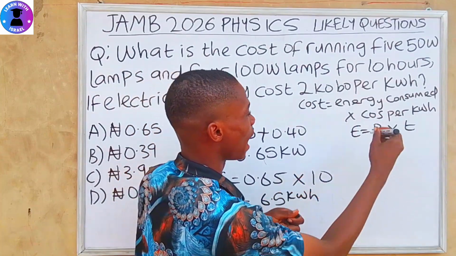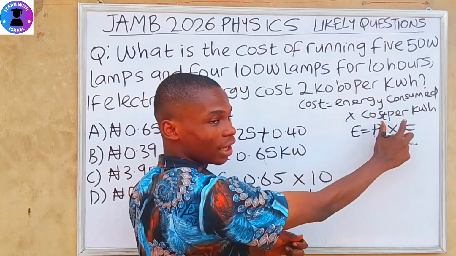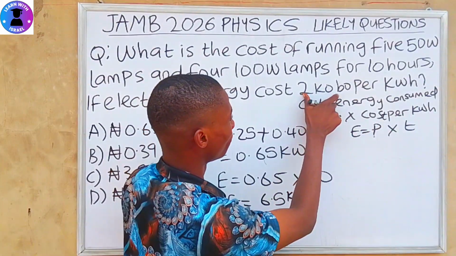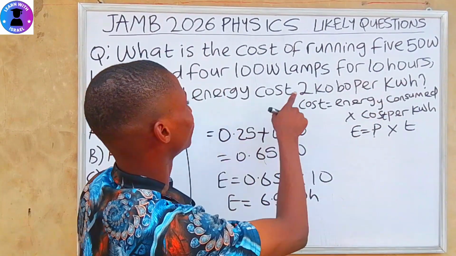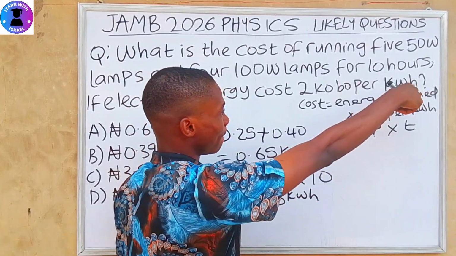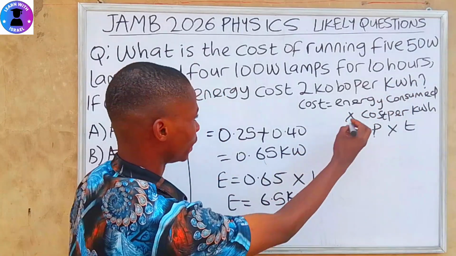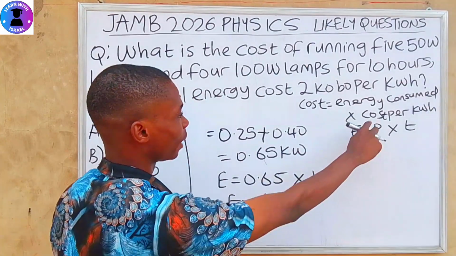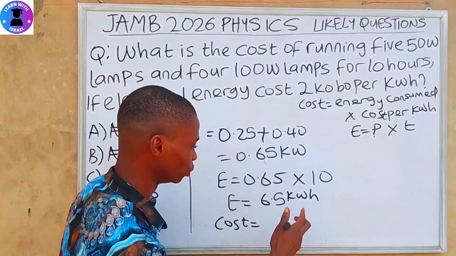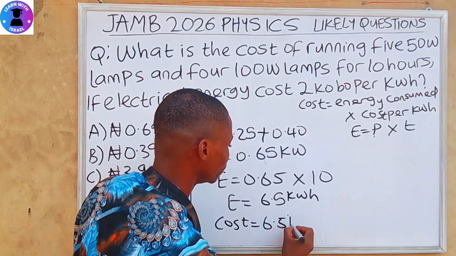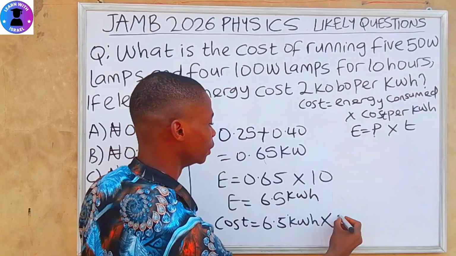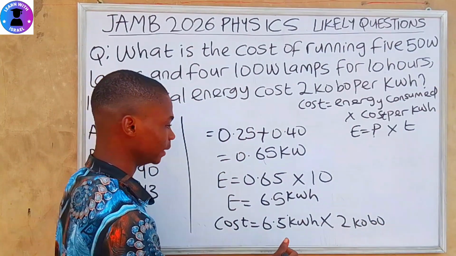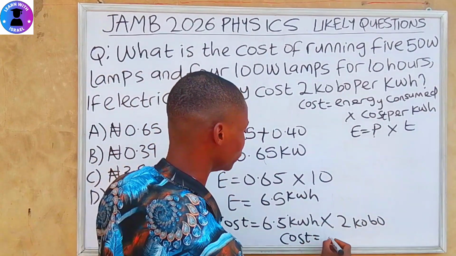And cost per kilowatt per hour means 2 kobo. It says if electrical energy costs 2 kobo per kilowatt per hour. So now let's solve for cost. Cost equals energy multiplied by cost per kilowatt per hour. Our energy consumed is 6.5 kilowatt per hour multiplied by 2 kobo. And if you multiply it, our cost is now 13 kobo.